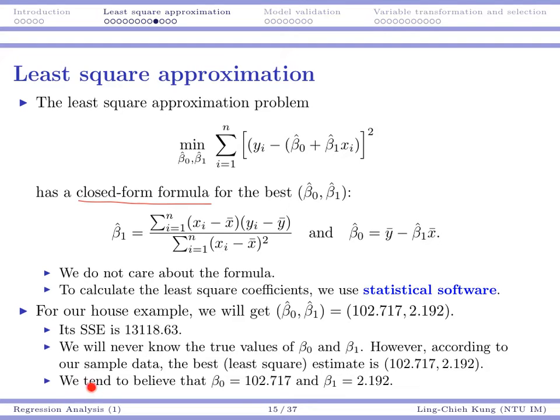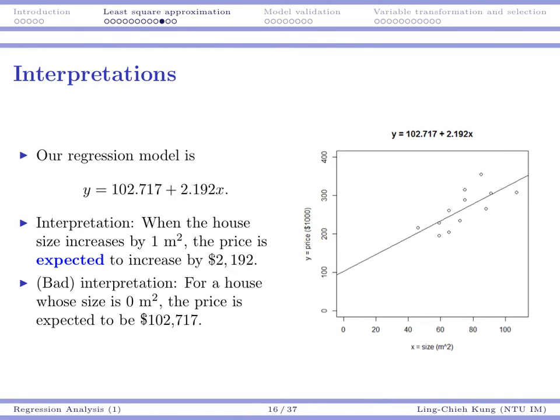That means we tend to believe that beta 0 is 102.7 and beta 1 is 2.2. Okay, we tend to believe. And then we will use these two numbers to do our prediction because we now have a formula. So our regression model is y equals 102.7 plus 2.2x. That means in the future, given a house whose size is x, I'm going to use this formula to calculate y as my prediction.